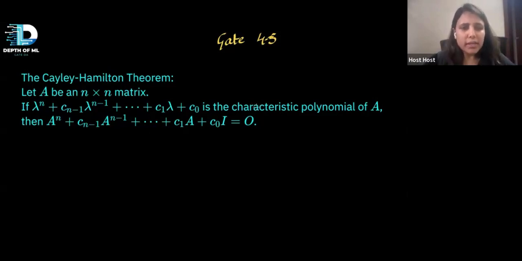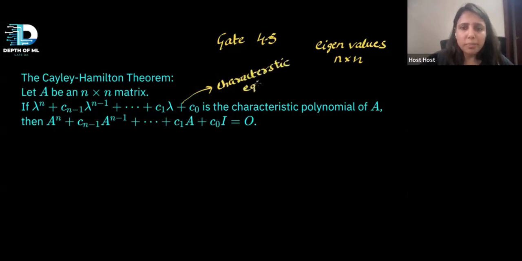They say that let A be an n cross n matrix. Because we are discussing eigenvalues and eigenvectors, we know that the matrices that we are going to work with are n cross n. So they're saying that if lambda power n plus c n minus 1 lambda power n minus 1, and so on, is the characteristic polynomial, we also call it the characteristic equation, then the matrix A will also satisfy that equation.